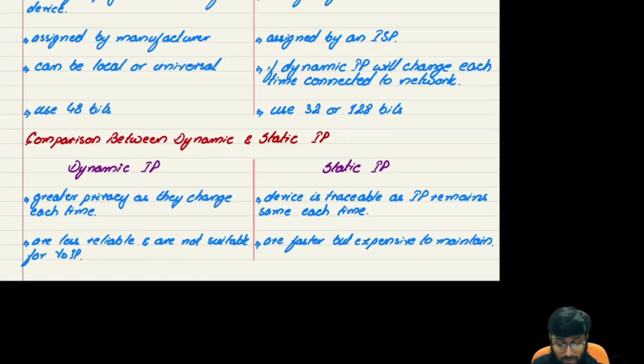So the device is traceable. Dynamic IPs are less reliable and are not suitable for VoIP, that means voice over internet, like your Zoom or Google Classroom. But static IPs, as they are not changing, are fast. They have fast uploading and downloading speeds, yes, but they are expensive to maintain because you need to keep the same IP throughout the sessions.